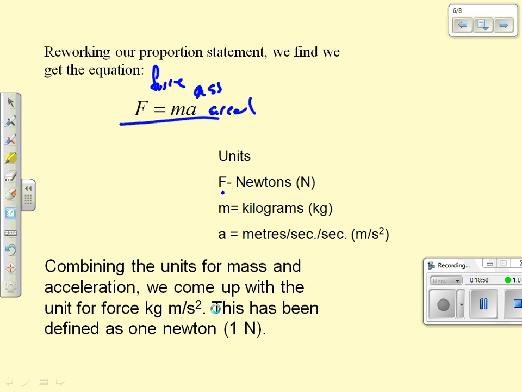Sometimes units of force, especially in America, are measured in pounds. Pound of force. Your weight in pounds is actually a measure of force. It's not really a measure of mass. So if you weigh 165 pounds, it's how much force you are applying to the ground. That's because of gravity. So is that why you're lighter on the moon? Yeah.